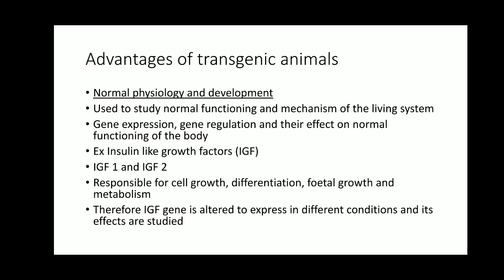These genes are altered and expressed, either less expressed in the transgenic mice and their effects studied, or overexpressed and their effects studied. Why? If that expression is taking place in the human body, how will it make a difference compared to normal? What would the abnormal condition be if it is overexpressing or less expressing? These differences are studied.